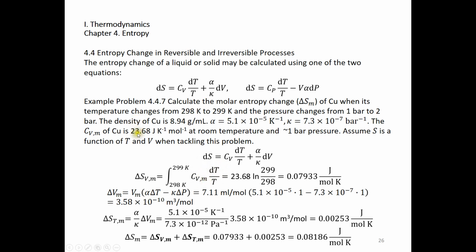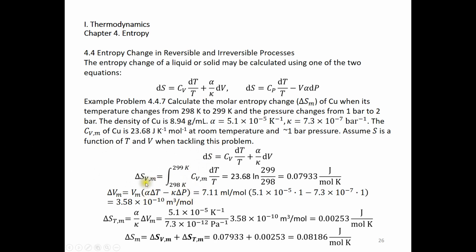Now let's look at how the entropy changes when the volume changes. First, we need to calculate the volume change. How does the volume change? The volume depends on the temperature and pressure. So this will give you the relative volume change multiplied by molar volume, and we'll get the absolute volume change. Why is this a relative volume change? Remember alpha. Alpha is delta V over delta T divided by V. Kappa is negative delta V over delta P divided by V.